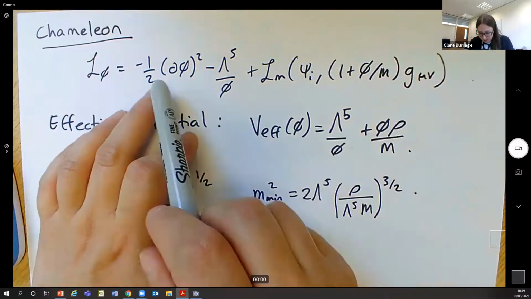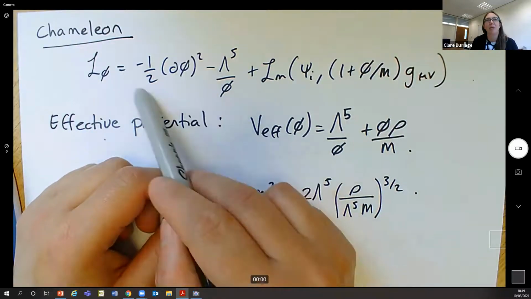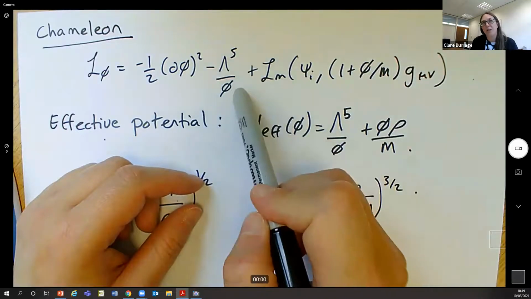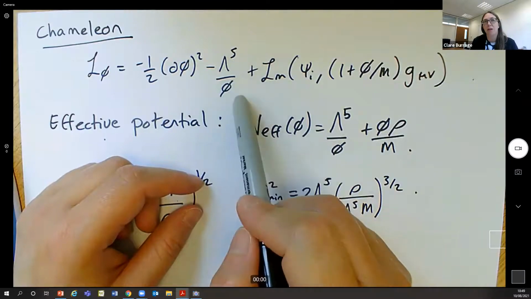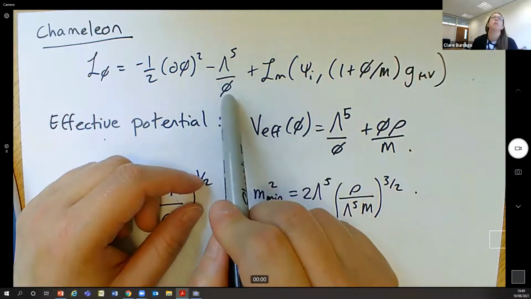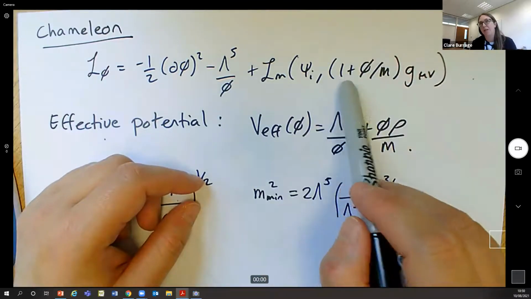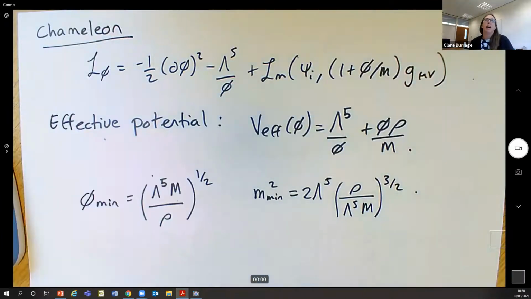And we have, again, a very similar Lagrangian to the one that we've been talking about. We've got a kinetic term here, but now we've chosen a different potential. So this is not just a mass term anymore. In fact, we've chosen an inverse power law potential. And then we still have our coupling to matter. And again, I've expanded our coupling function like this.